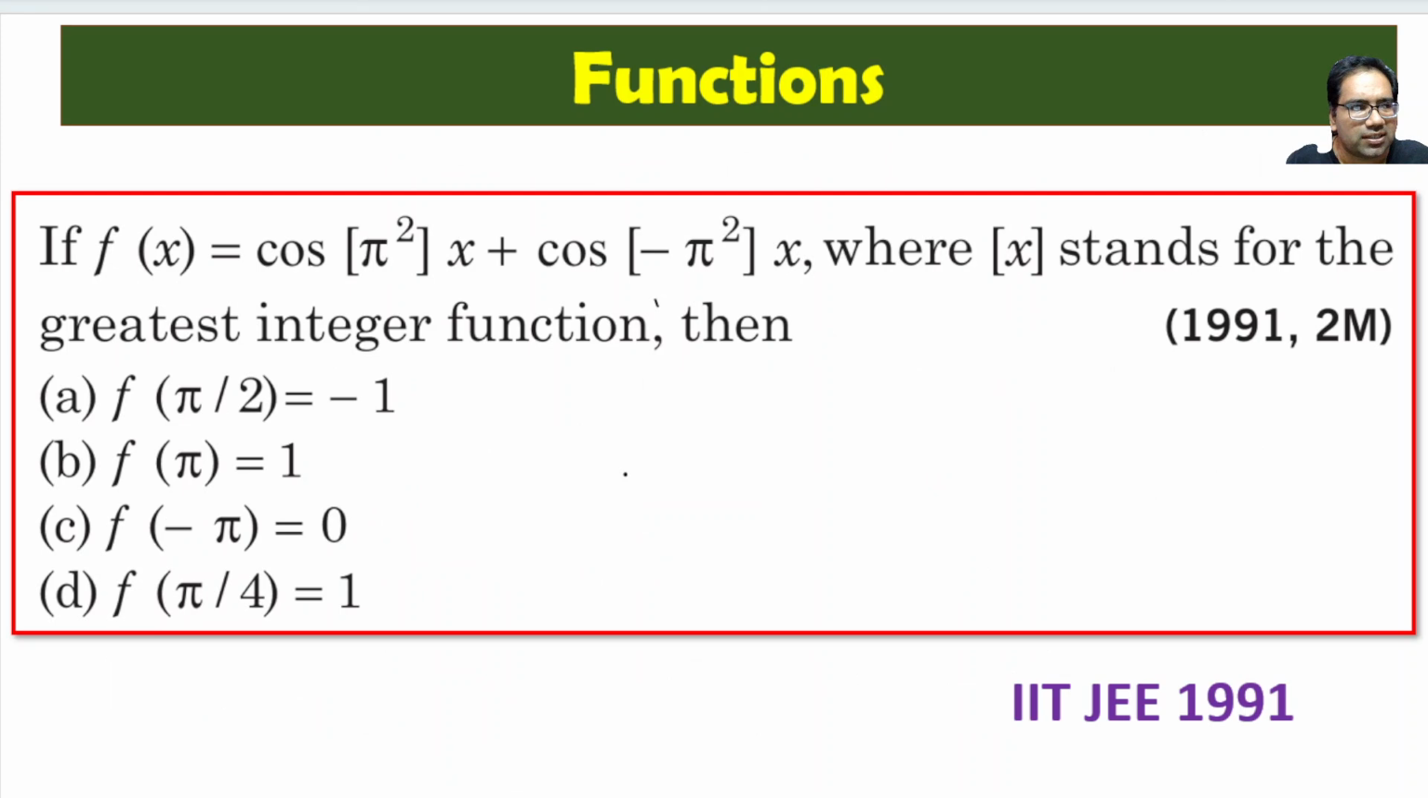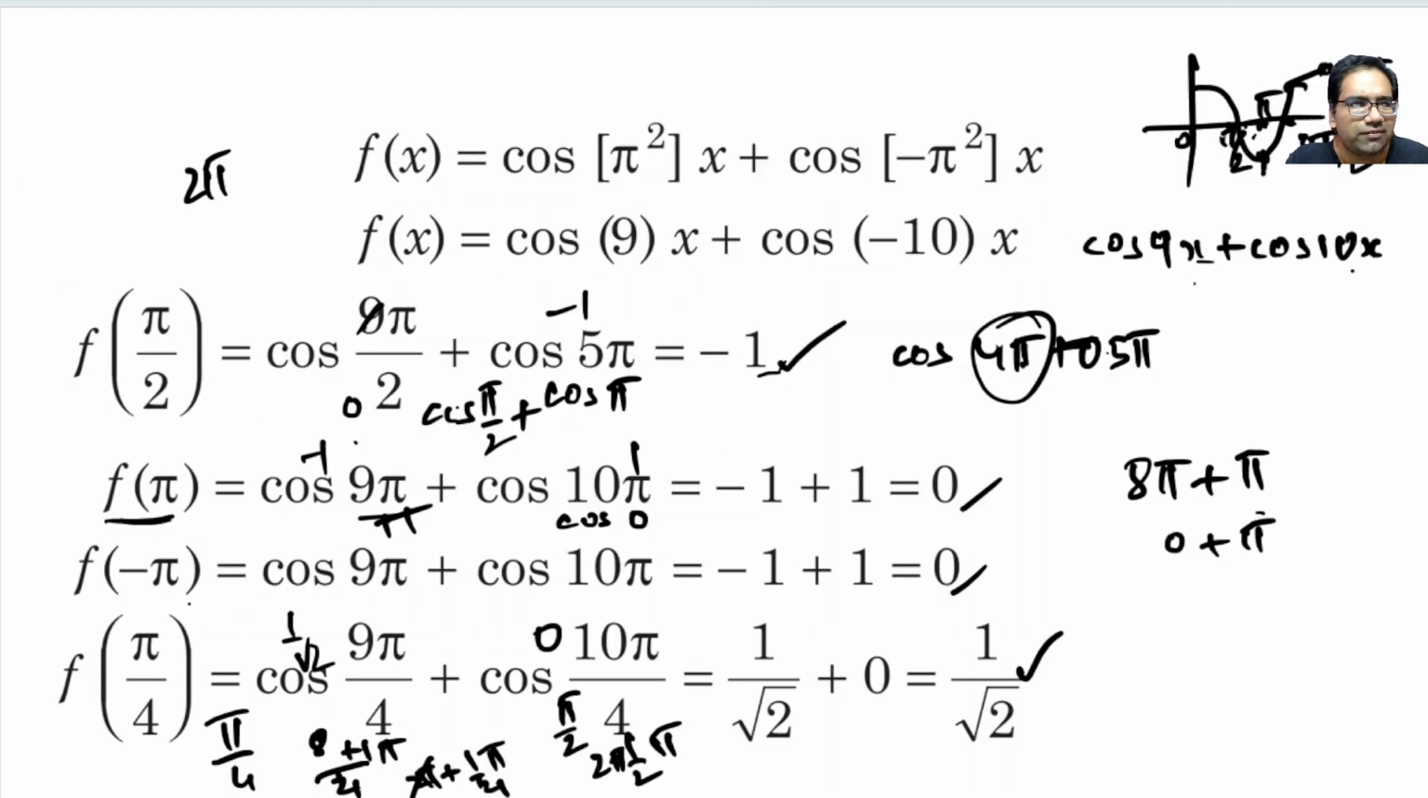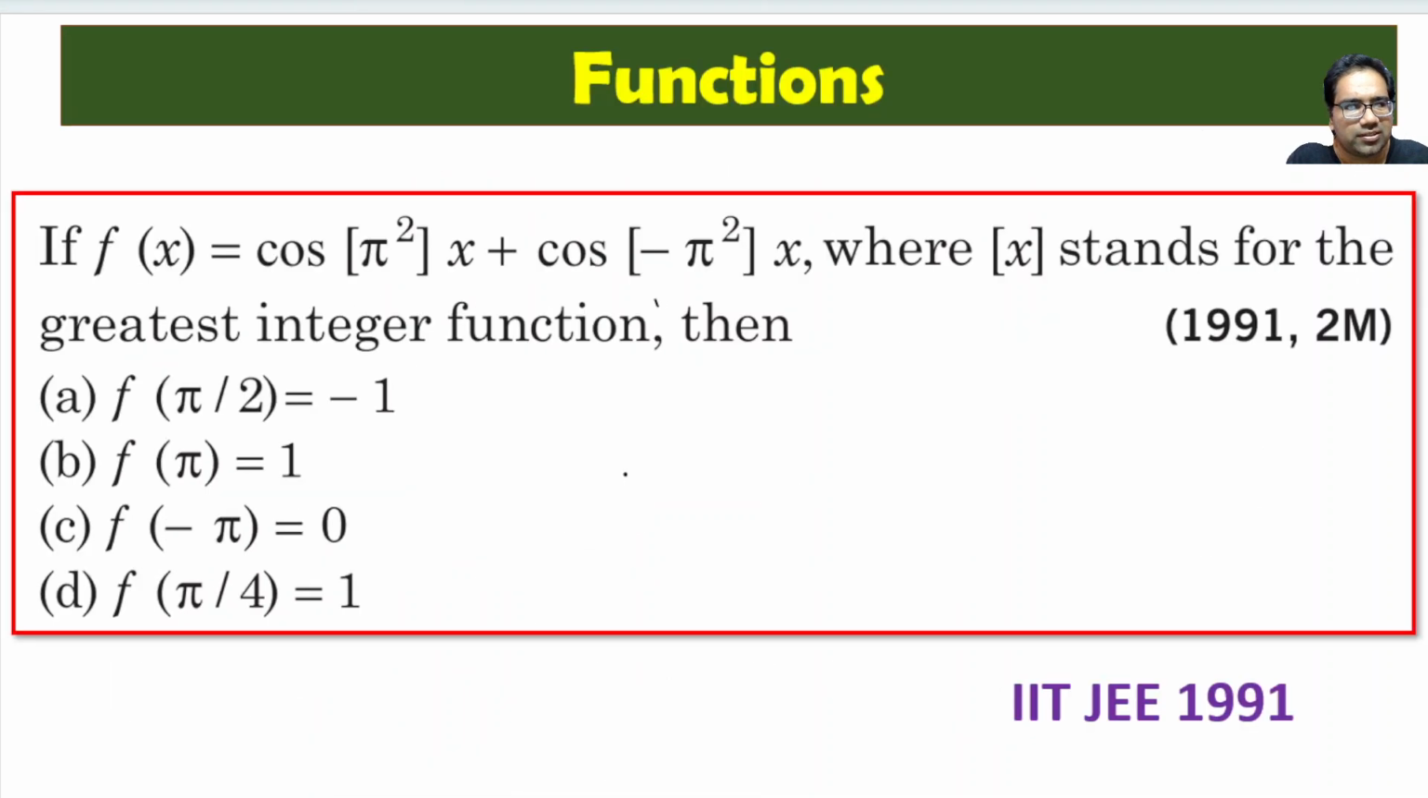Now, which ones are correct? F of pi by 2 is minus 1, so the first one is right. The second one is 0, and the third one is 0, so the second one is wrong and the third one is right. The last one has to be 1 by root 2, so this is not right. So A and C are the correct answers.